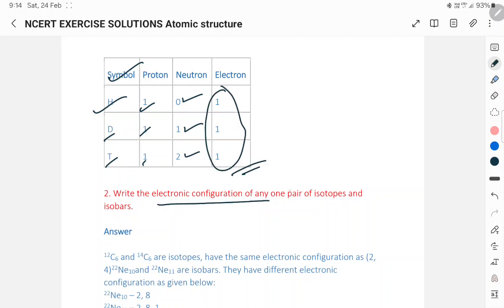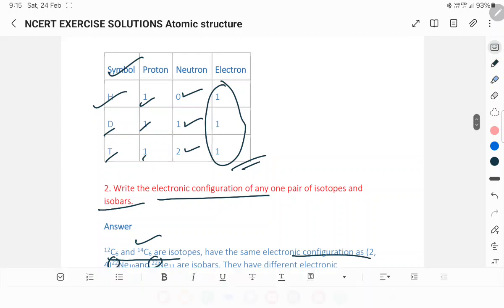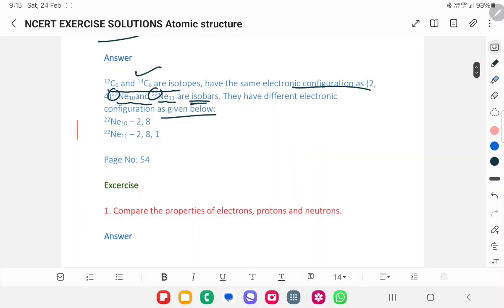Write the electronic configuration of any one pair of isotope and isobar. So we have taken the isotopes 12 and 14 of carbon. They have the same electronic configuration, right? And we have taken neon 10 atomic mass 22, and 11 atomic mass 22, right? So they are isobars to each other, right? And they have the electronic configuration as mentioned below.